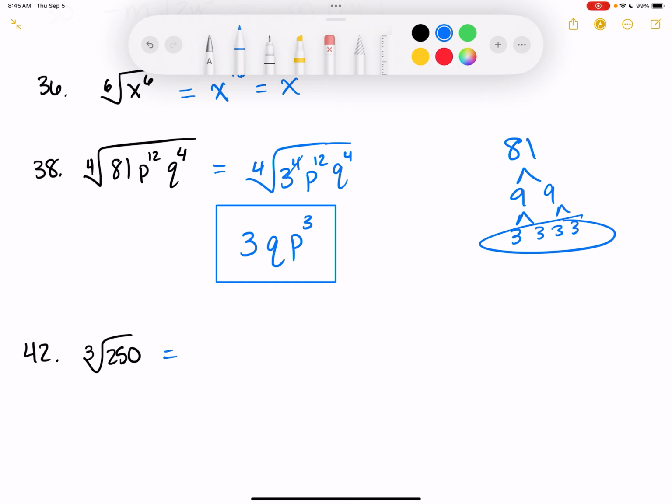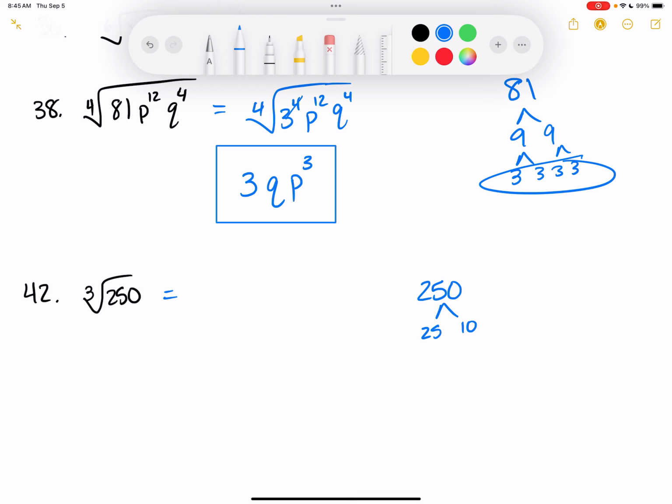So, what can I break this down in? 25 and 10. Thank you for not saying 2 and 125 because I really wasn't feeling having to branch down a million times on that one side. What is 25 break into? 5 and 5. What about 10? 2 and 5.